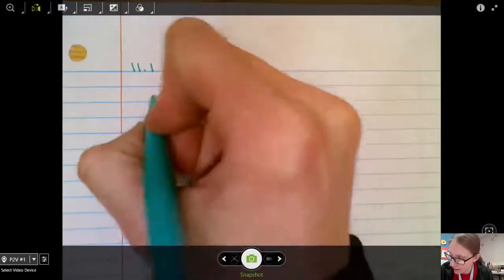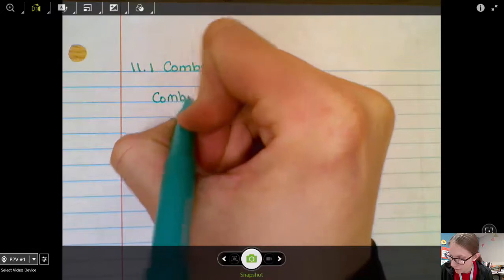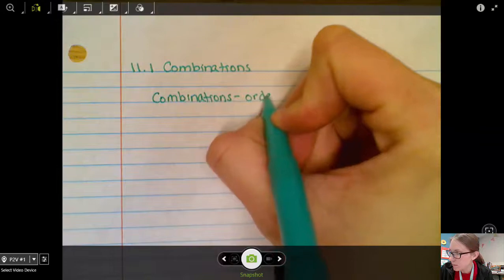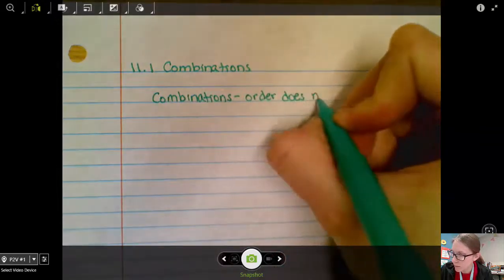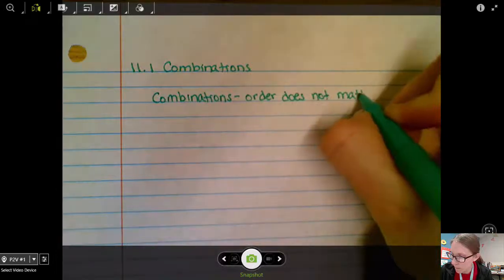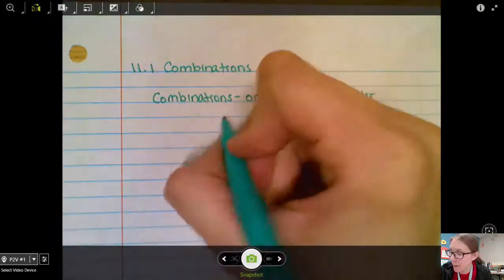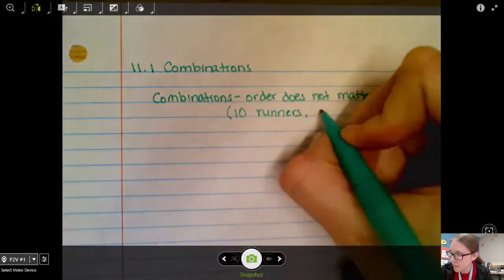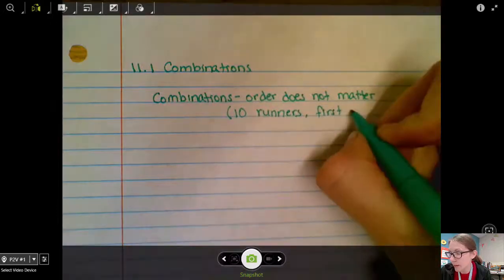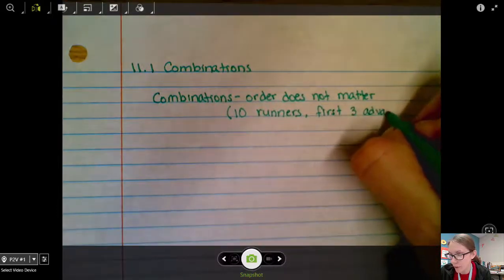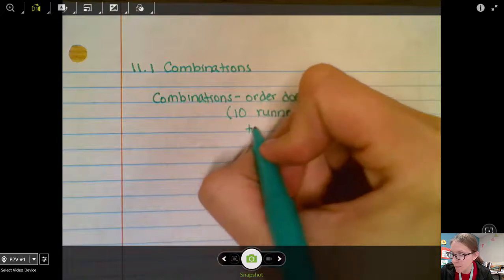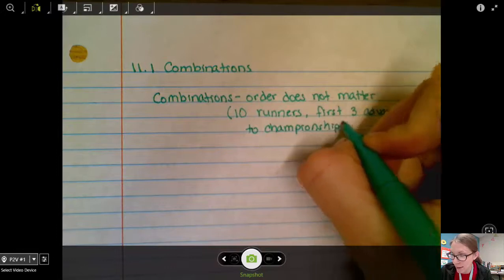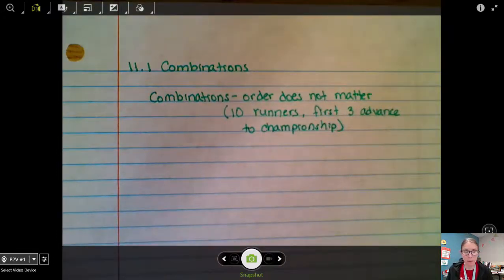If we have a combination, order does not matter. So I guess an example of a combination: 10 runners in a race, and the first 3 advance to the next round or advance to the championship. So it doesn't necessarily matter who wins that race because the first 3 runners advance anyway.